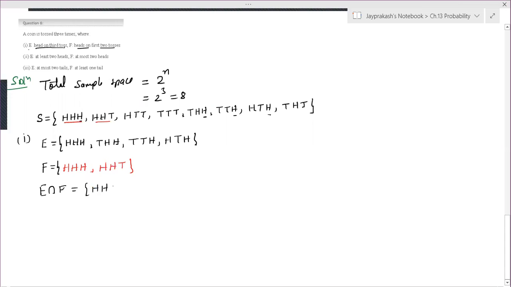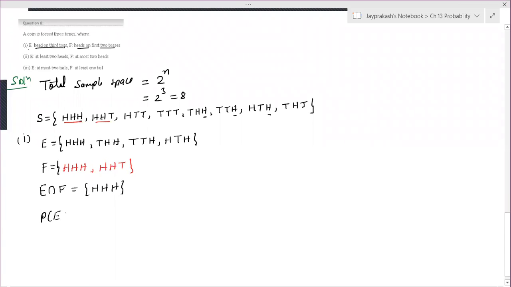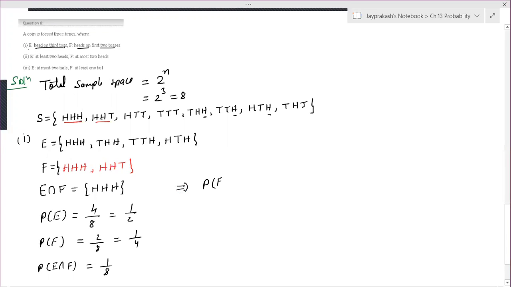Now find the probability of all. P of E is 1/2, which is 4 out of 8. P of F is 1/4. P of E intersection F is 1/8. Now we have to find P of E given F.